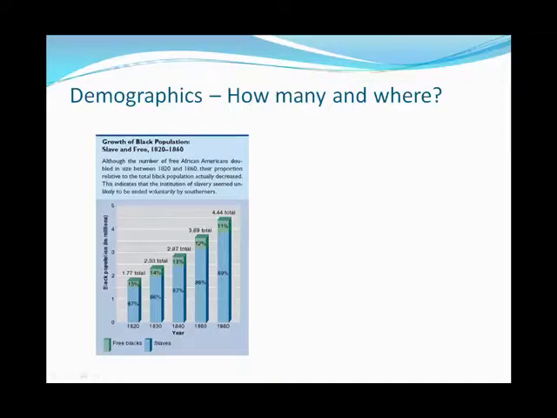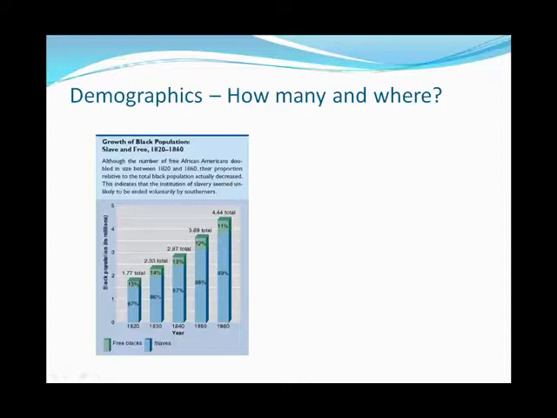In terms of the numbers for the free black population as a percentage of the whole, if you just focus on that quotation at the top of that graph: "Although the number of free African Americans doubled in size between 1820 and 1860, their proportion relative to the total black population actually decreased. This indicates that the institution of slavery seemed unlikely to be ended voluntarily by Southerners."